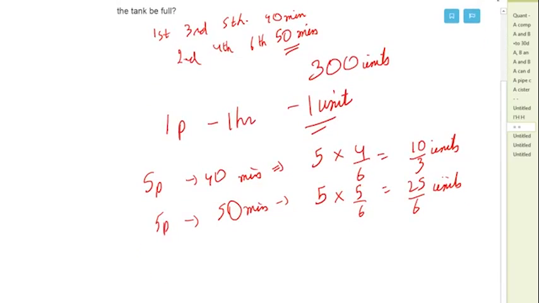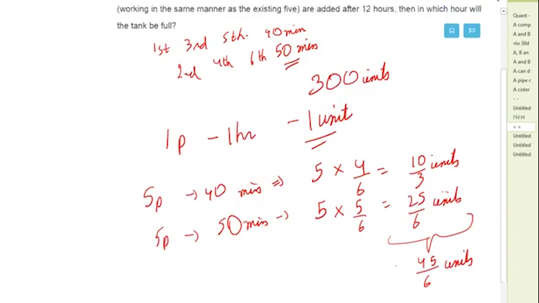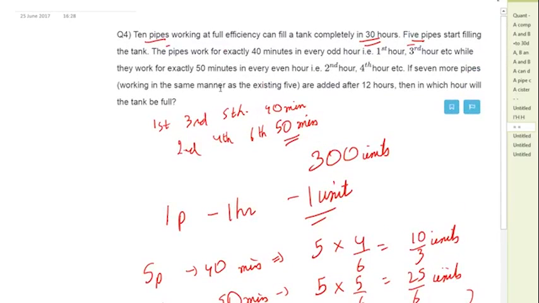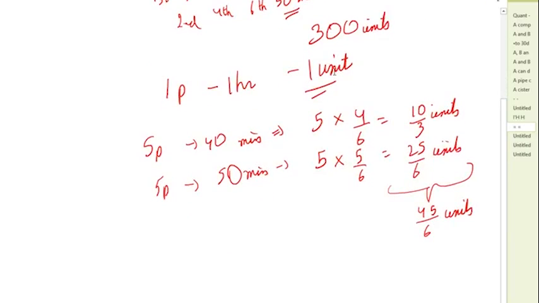So in a total of 2 hours, they are able to do 45 by 6 units. Right, 45 by 6 units. So per 2 hours, they do 45 by 6 units. This continues for 10 hours. So in 2 hours, if it is 45 by 6 units, in 10 hours they will do 45 by 6 into 10. I think this cancels, right? 15, 2 and 5. Total of 75 units.